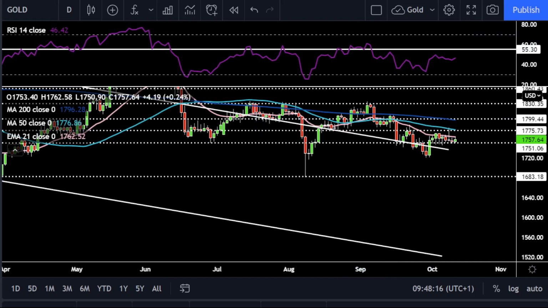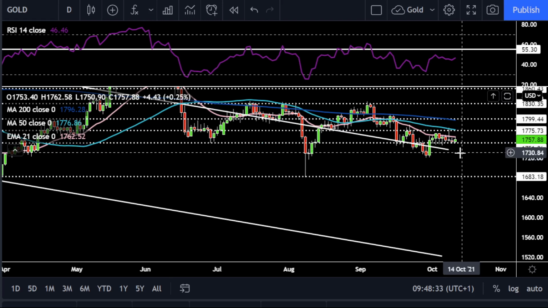Targets to have on your radar, 1775 and $18 on the upside, both near the 50-day simple moving average and the 200-day simple moving average, respectively. And then on the downside, if price breaches this 1750 support level, then the next area I'd be looking to would be 1725 on the downside.